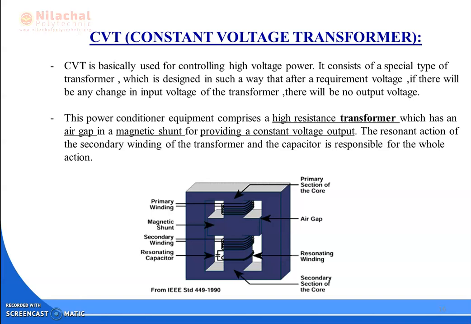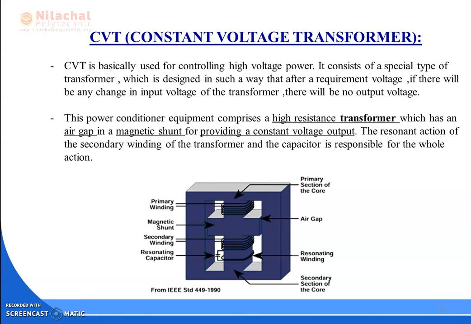So what is CVT? The abbreviation of CVT is constant voltage transformer. It is basically used in order to control high power of voltage. What is the work of CVT? What are its working principles and how does it work? And what are the parts of CVT? Each part, what is its role? We are going to discuss all this.